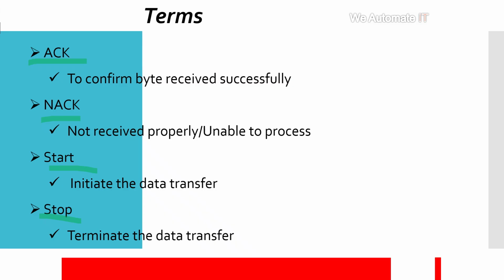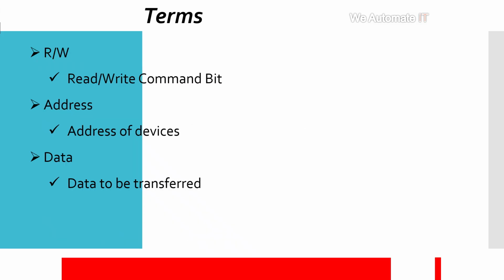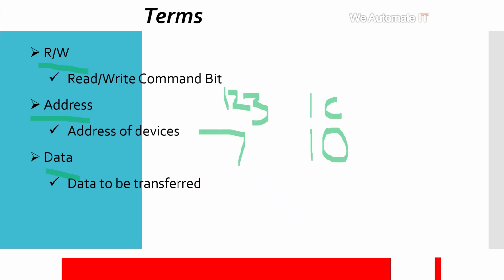Start means initializing the data transfer. Stop means terminating the data transfer. Okay, some other terms are read or write, address and data. Read or write is the command bit which is given for reading or writing. Address is used for the address of the devices. As I told you, if it is selected as 7 or 10 bits, then according to that selection, 127 devices or 1023 devices will be connected here. Data means the data which is transferred in the frame.